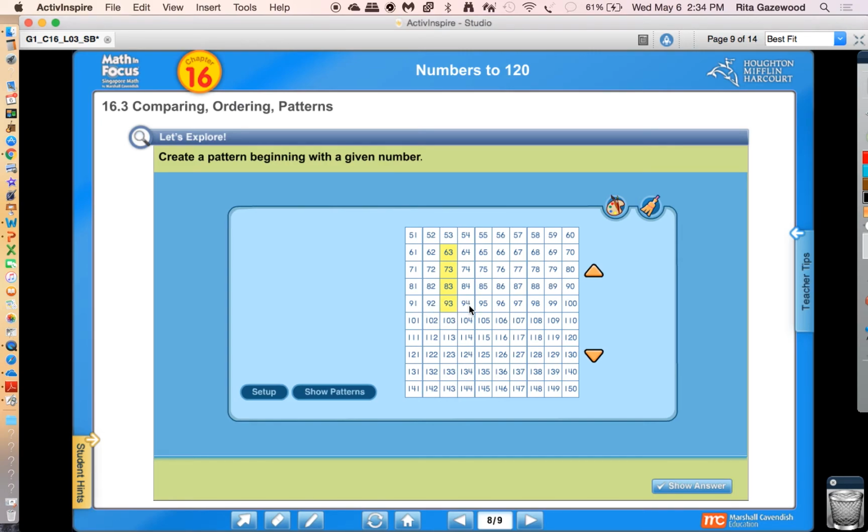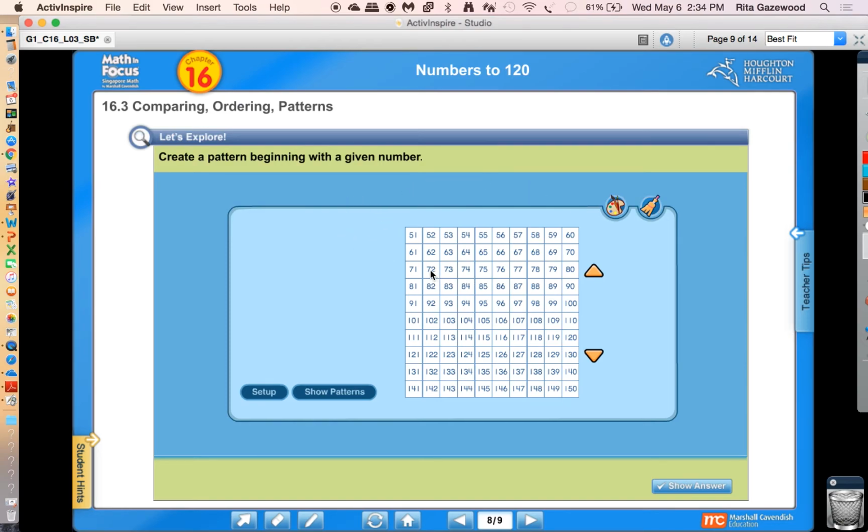Are you noticing a pattern? 1, 2, 3, 4, 5, 6, 7, 8, 9, 10. What are you noticing? That's right, the tens place is changing. Make a prediction. Where will we land next? 1, 2, 3, 4, 5, 6, 7, 8, 9, 10. Was your prediction correct? Good job.